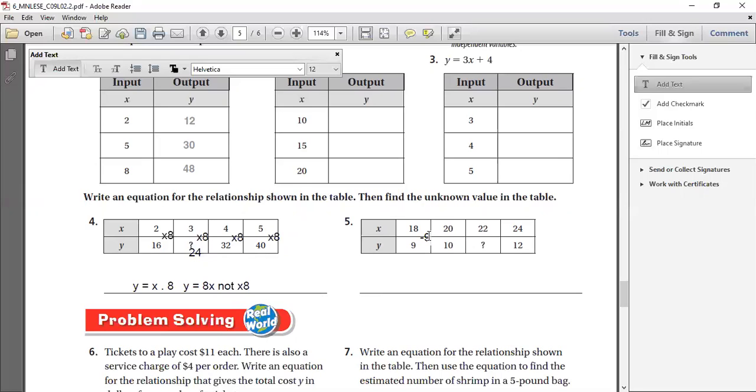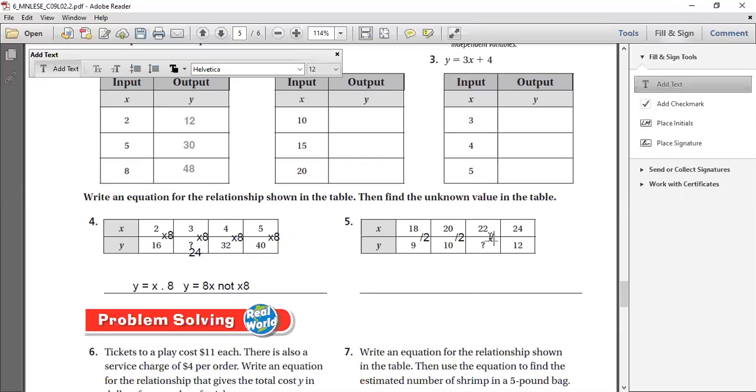It has to be divide. So we are going to divide the x value by 2. Now here again, I don't have the division sign on the keyboard, so I'm using this here. This also means divide. Okay, so that's going to be divide by 2, but you can write the division sign in place here. So 18 divided by 2 is 9. 20 divided by 2 is 10.